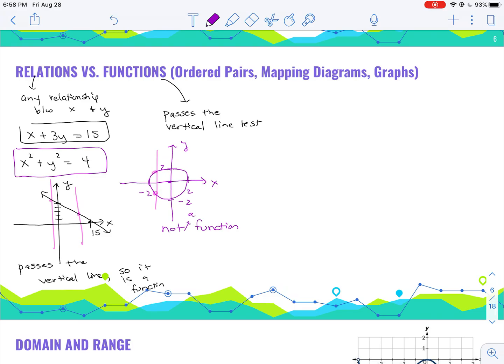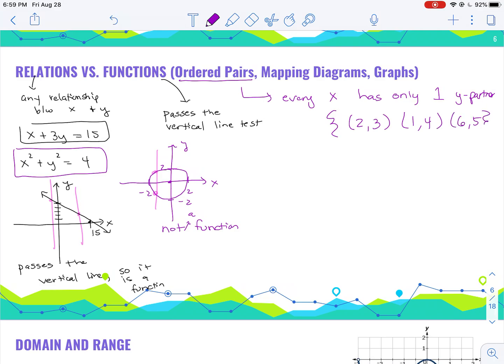What that means in terms of ordered pairs: for something to be a function, every x has only one y partner. So if I gave you a set of points like (2, 3), (1, 4), (6, 5), notice each x only has one y partner. 2 only has 3 as a partner, 1 only has 4, 6 only has 5. So this is a function.